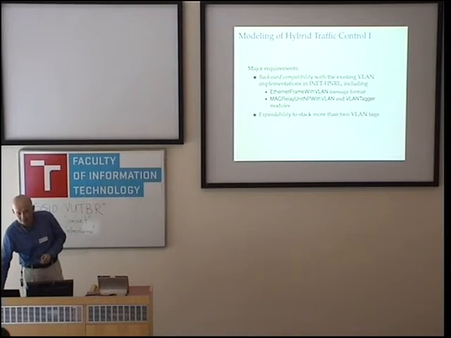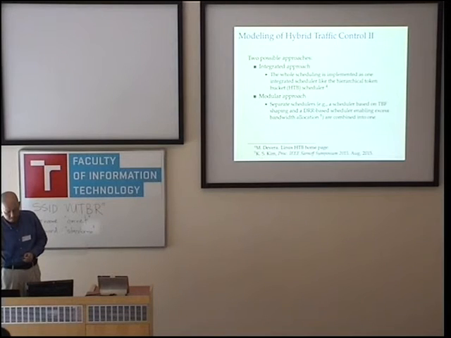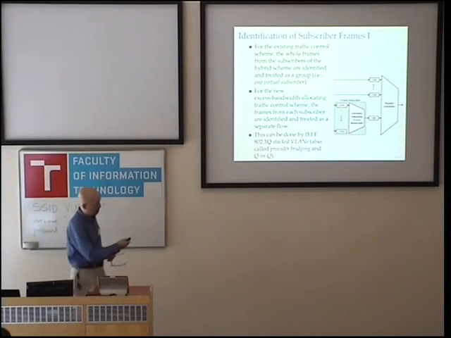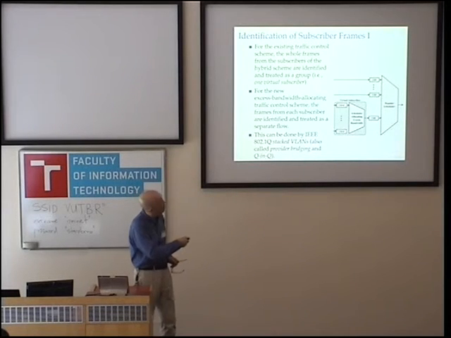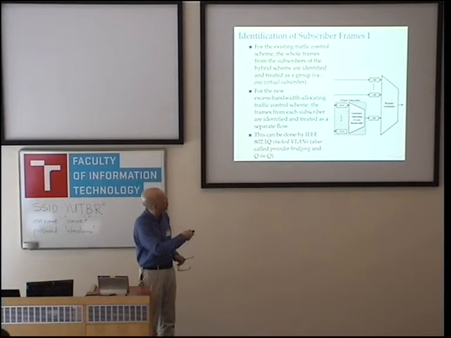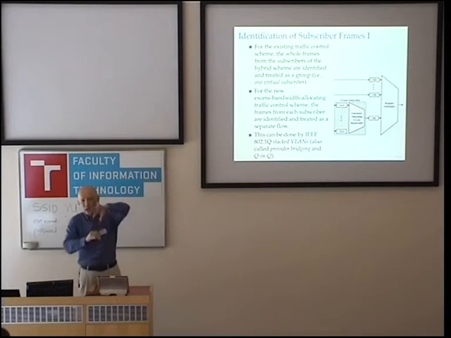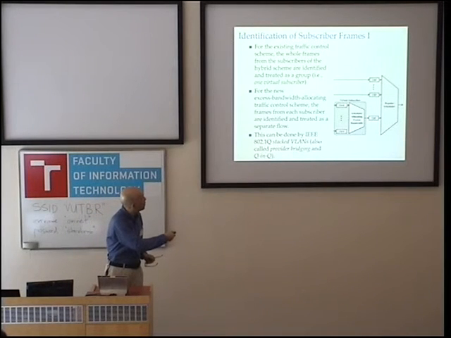So I'm choosing VLAN, virtual LAN, which is already part of the Ethernet standard. Because of this hybrid scheme, we need to identify the subscriber traffic, especially subscriber traffic of the new service plan. It first needs to be identified under this new traffic control scheme. After that, the whole group of new subscribers should be identified as one virtual subscriber under the existing traffic control architecture.